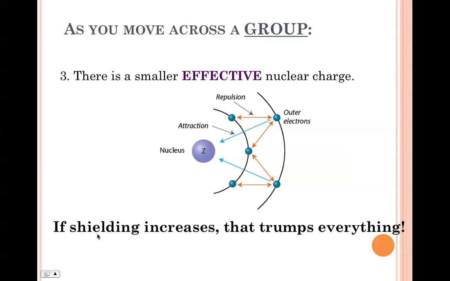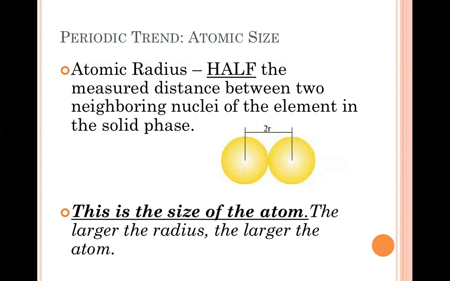Now, we talked about both nuclear charge and shielding. The one big point is when we go down a group, this is when shielding increases, and when shielding increases, that trumps everything. So even though we have a greater nuclear charge, the shielding is going to override that. So let's actually get into looking at atomic size and the atomic radius.